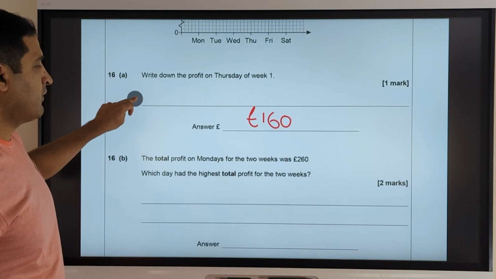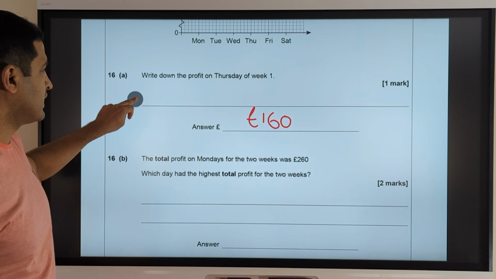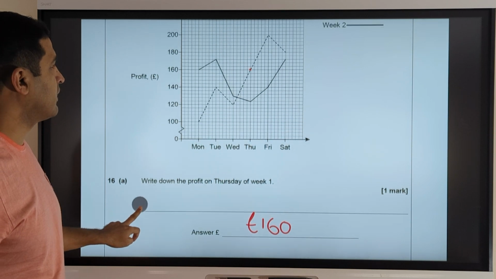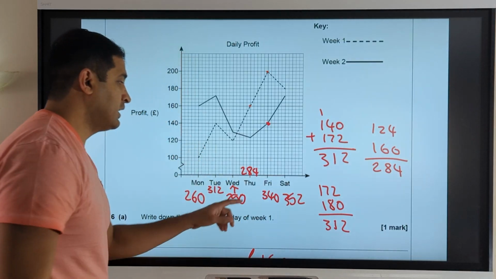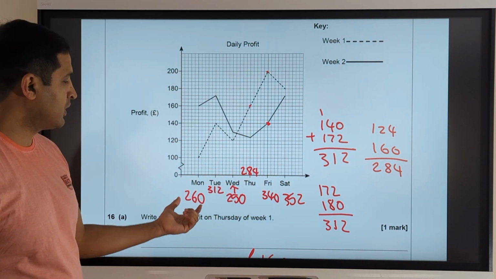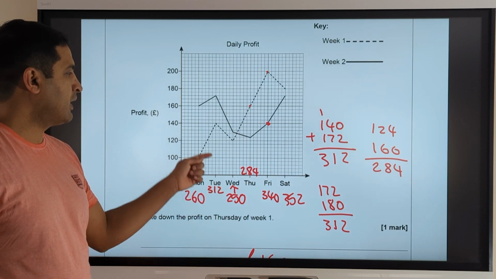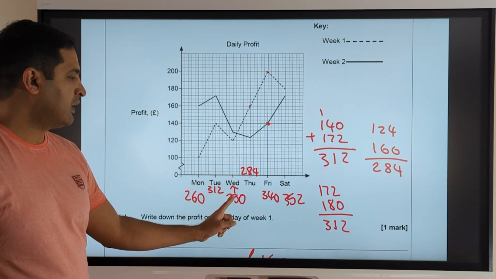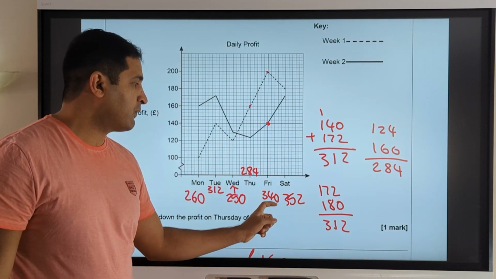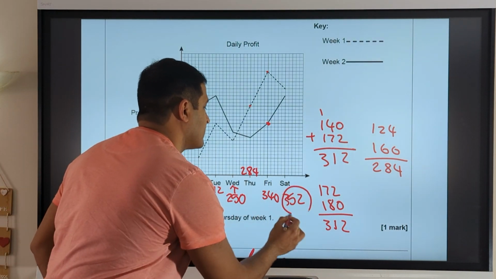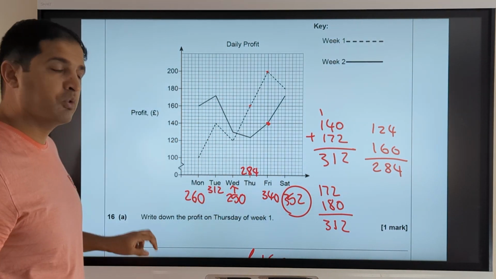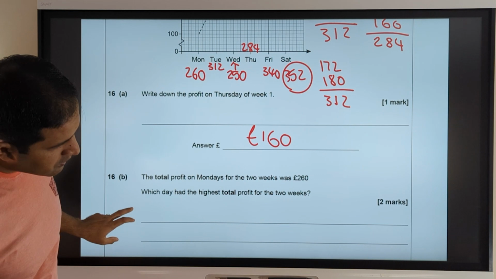Next one. The total profit on Monday of the 2 weeks was 260. Which day had the highest total profit of the week? So let's work it out. On the Monday we have 260. So you can see what the profits on each of those days were if I add both of those. We've been told that it was 260 for the Monday. Then we worked out these two add up to 312. Wednesday 250, Thursday 284, Friday 340, and Saturday 352. So that's the highest number we get. So we needed to say Saturday, and you needed to work out the combined profit for each of those days to get those 2 marks.